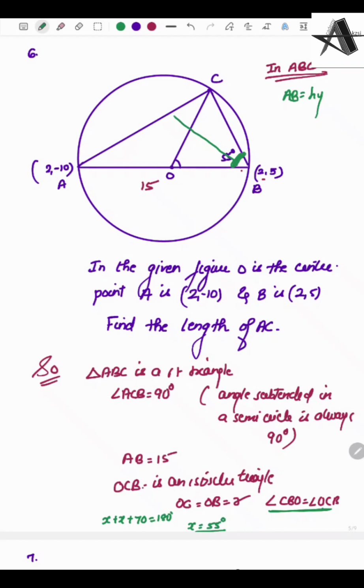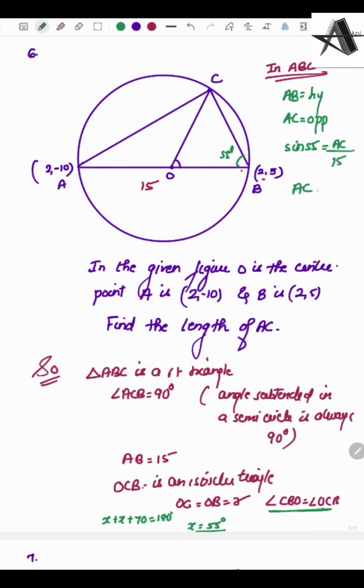The side opposite to the given angle 55 is AC. So AC is opposite, and we have the hypotenuse. We have to calculate the opposite, which means I have to apply sine. So sine 55 is the opposite, which is AC, over the hypotenuse, which is AB, that is 15.